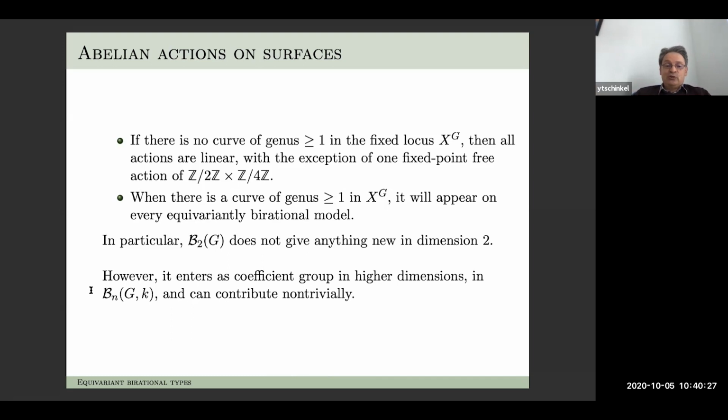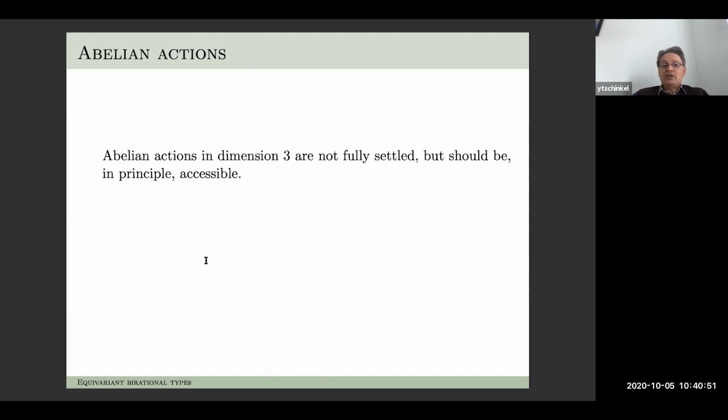However, in the group B_n G K, we saw that the invariant combines information from B_m's of G for m less than n. So in particular, it can contribute non-trivially to this invariant B_n G K, and I will show you examples of how it does so. Now, in dimension 3, abelian actions are not completely understood, but should be accessible via the equivariant minimal model program.